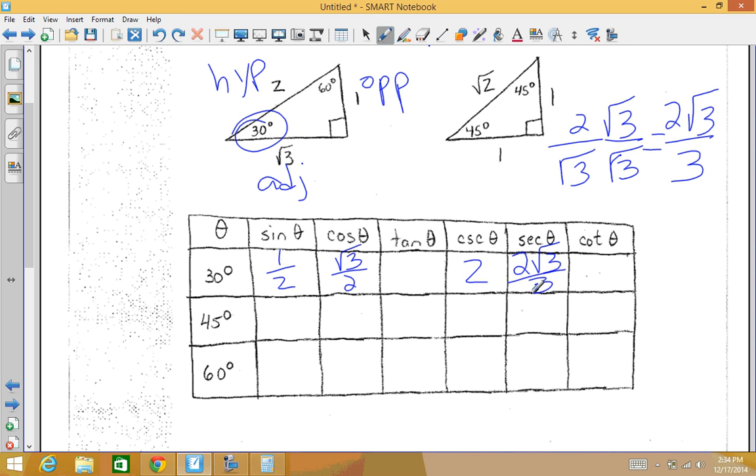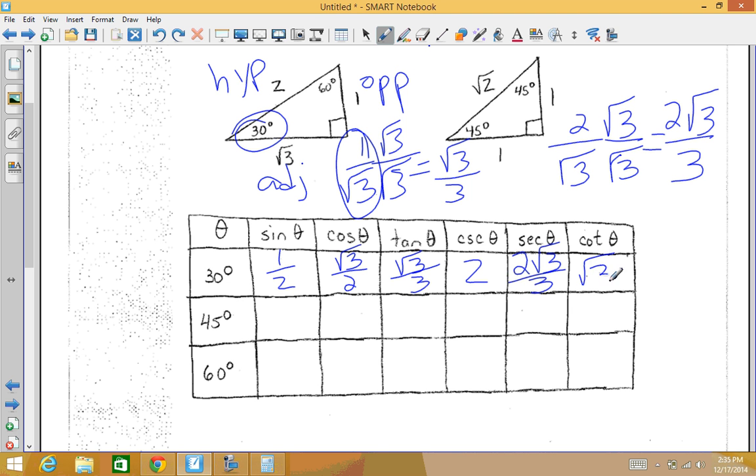And if we look at tangent, tangent would be opposite over the adjacent, or 1 over the square root of 3. Getting rid of that radical off the bottom, we get the square root of 3 over 3. And then if we flip that, that's going to be the square root of 3 over 1, or just the square root of 3. So we've established all of sine, cosine, tangent, secant, cosecant, cotangent of 30 degrees.